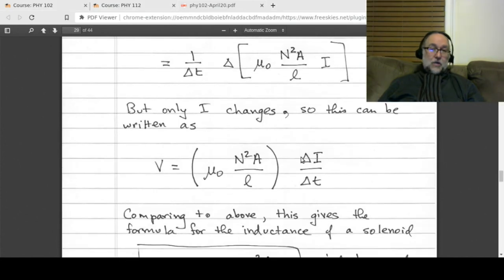if there's a change in I over some time, then it's going to create some change in V. For the solenoid, we actually have the relationship between the rate at which I changes and the induced V. And it's this quantity here, okay?